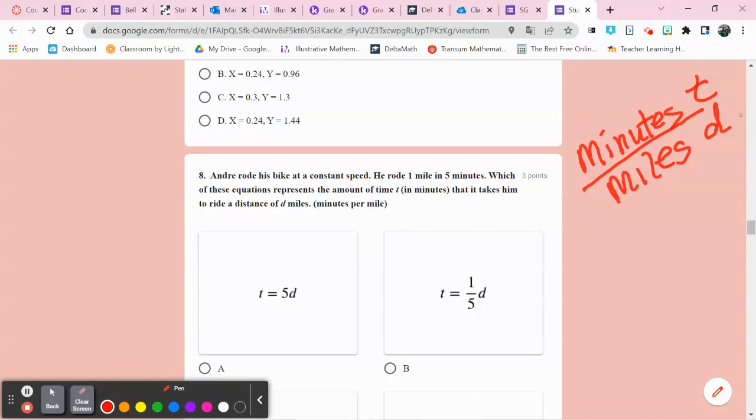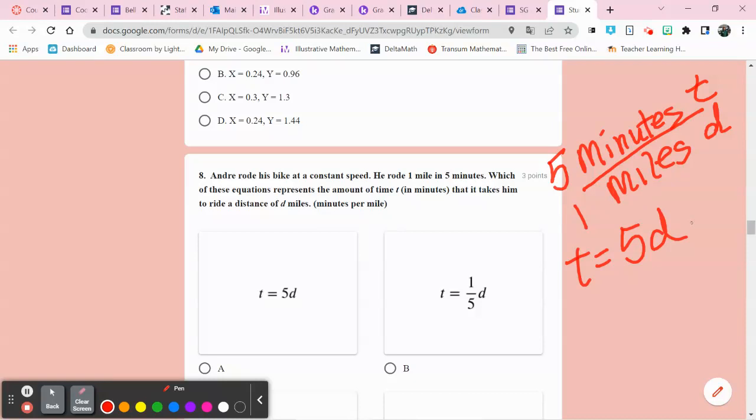How many minutes did we go? 5. And how many miles? 1. Now we're ready to write our equation because 5 divided by 1 is 5. T goes first, then 5, then the second letter. And go find that equation in the answer, which is A.